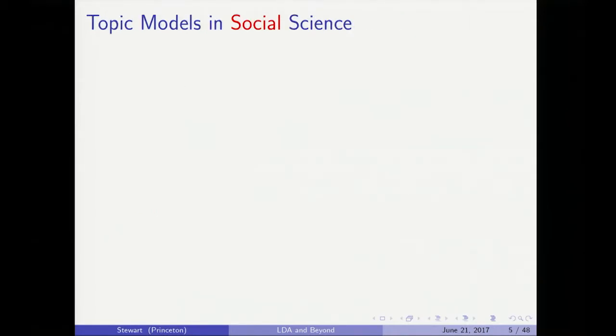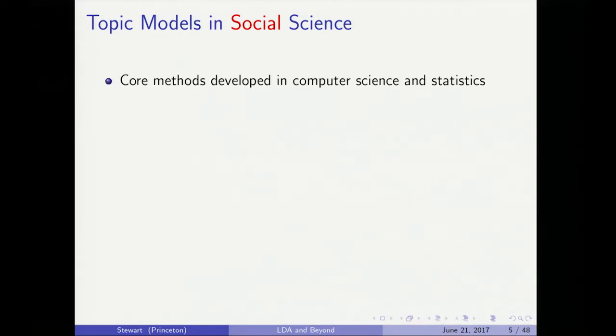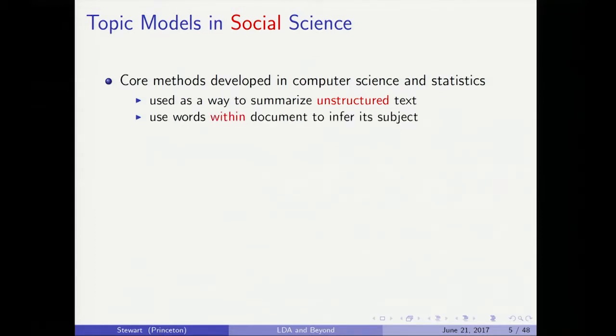Okay, so I want to draw a line between how topic models, this unsupervised technique I'm going to show you, exist in computer science, and the role that they have in the social science research flow. So these core methods were developed elsewhere, and they're used primarily as a way to summarize unstructured text. We have millions of documents, we just roughly want to know what's in them. And the idea here is we're going to use the words within a document to infer its subject. I'm going to talk in great detail about how exactly that works, but that's the premise. We're inferring subject matter.